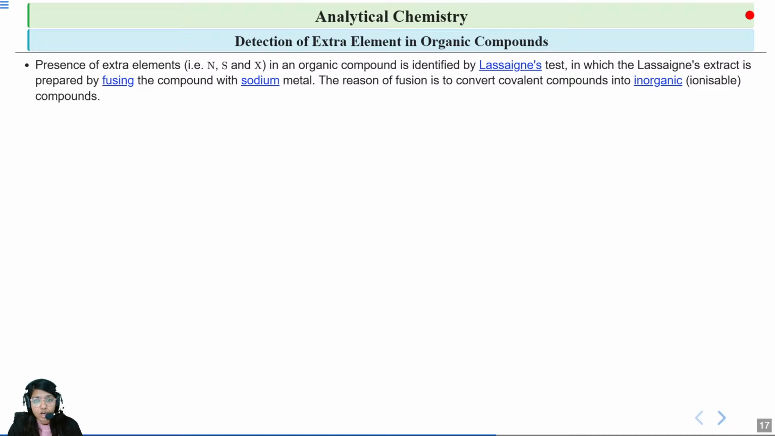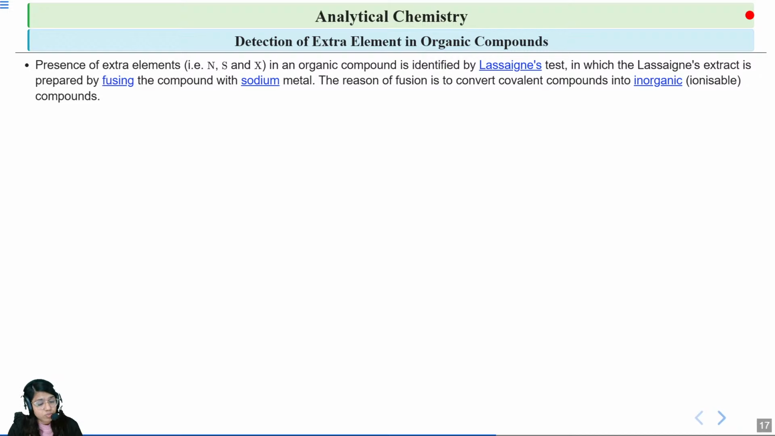So, detection of extra elements in organic compounds. Presence of extra elements like nitrogen, sulfur and halogen represented by X in an organic compound is identified by Lassaigne's test. Lassaigne's test is used to detect the presence of certain elements like nitrogen, sulfur and halogens in organic compounds.